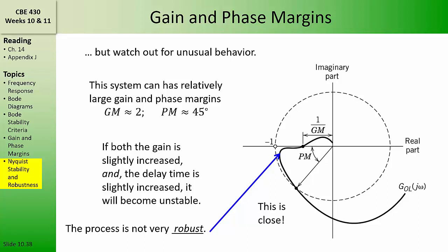However, if both the gain and the time delay are slightly increased, then this little loop here might encircle the point -1, 0. So this process is not very robust because even though it has large gain and phase margins, the Nyquist plot curve comes very close to the point -1, 0. Before we finish chapter 14 and appendix J, we'll introduce some quantitative measures of robustness that have to do with how close this Nyquist plot curve gets to the point -1, 0 in the Nyquist diagram.